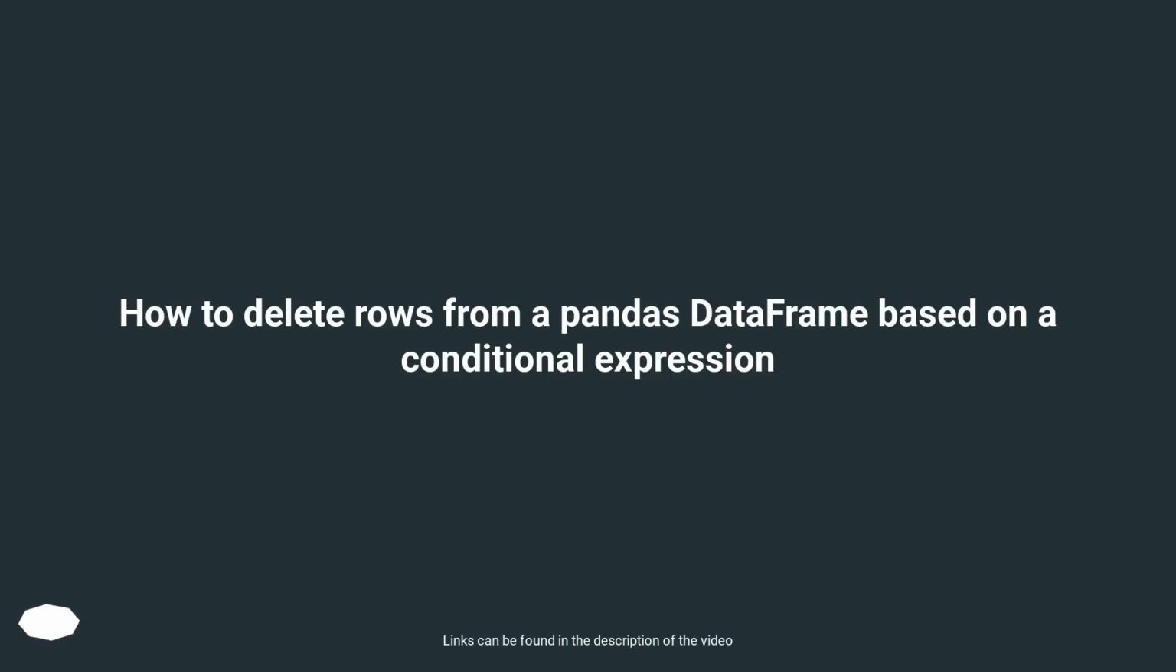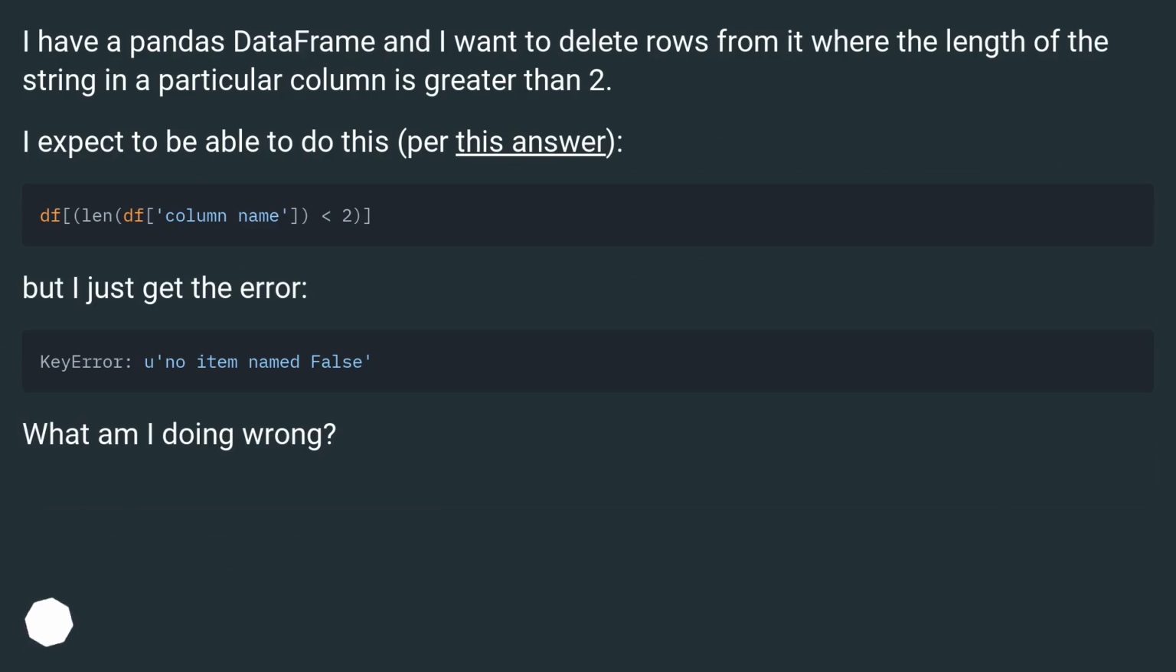How to delete rows from a pandas data frame based on a conditional expression. I have a pandas data frame and I want to delete rows from it where the length of the string in a particular column is greater than 2. I expect to be able to do this, per this answer, but I just get the error. What am I doing wrong?